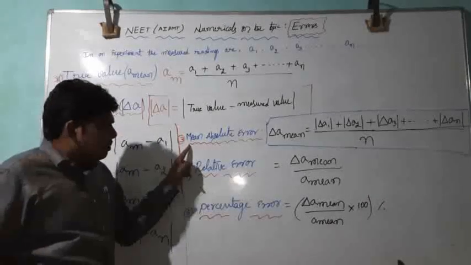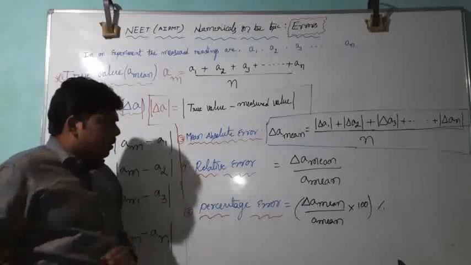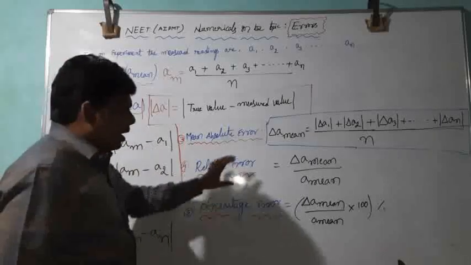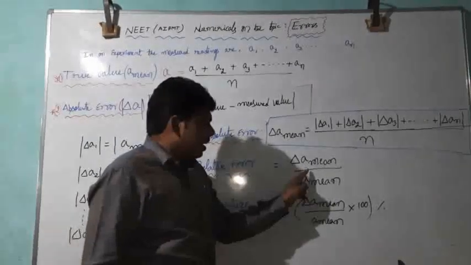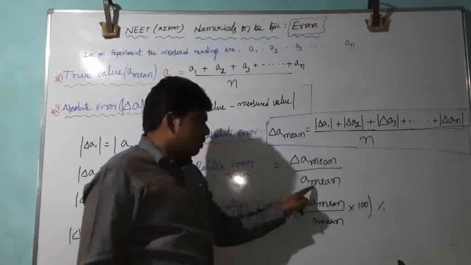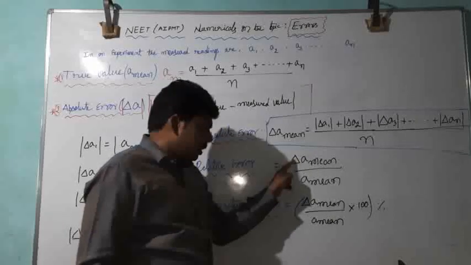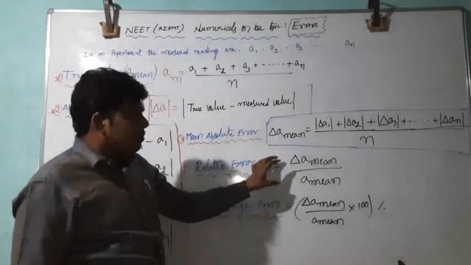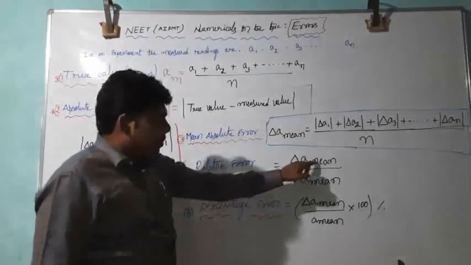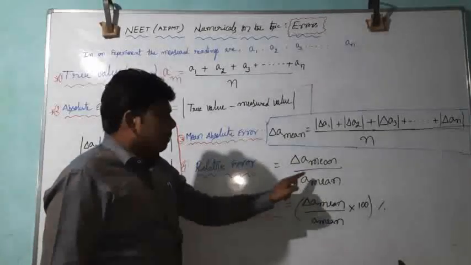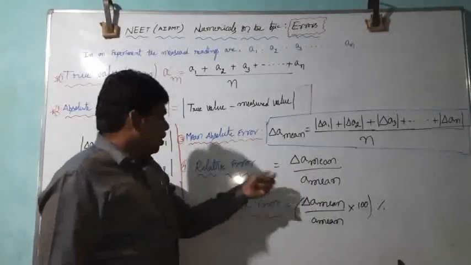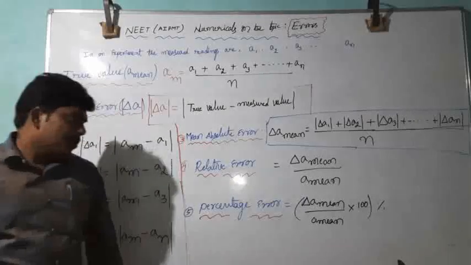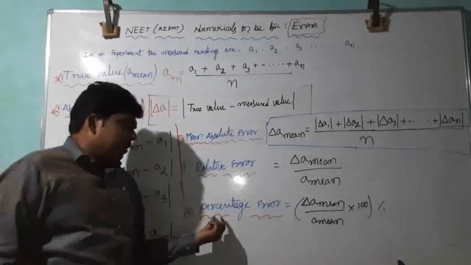After completion of the mean absolute error, next we have to find the relative error. Relative error is nothing but the ratio of what and what? Mean absolute error and the mean value. If you find the ratio of the mean absolute error and the mean value or true value, you will get the relative error. Finally, we have to calculate the percentage error.